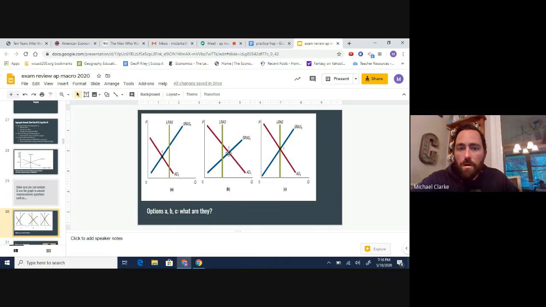Here, where's the equilibrium for the short run? Well, it's ahead of long run. It's ahead of full employment. So that means your economy is doing really well. So that's an expansionary gap. Graph B would be an expansionary gap.